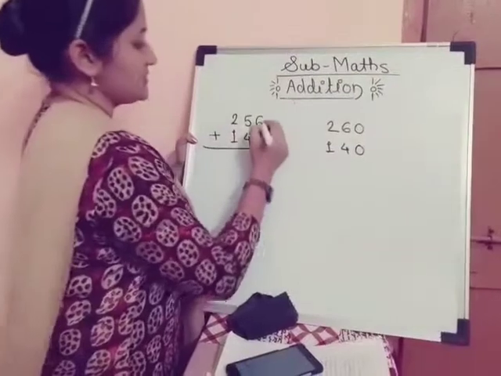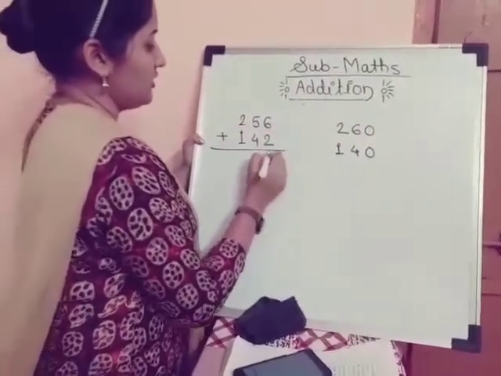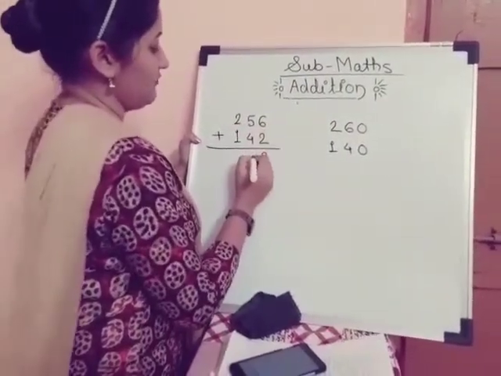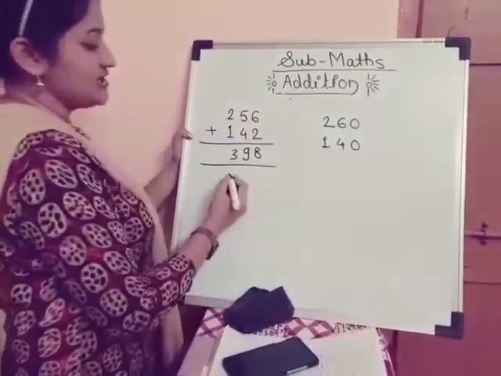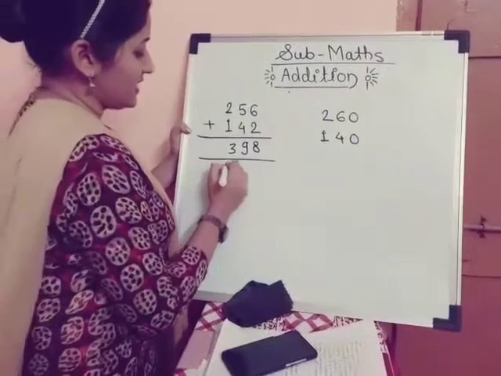If you add these numbers, 6 plus 2, 8, 4 plus 5, 9, 2 plus 1, 3. This addition is called the actual sum.